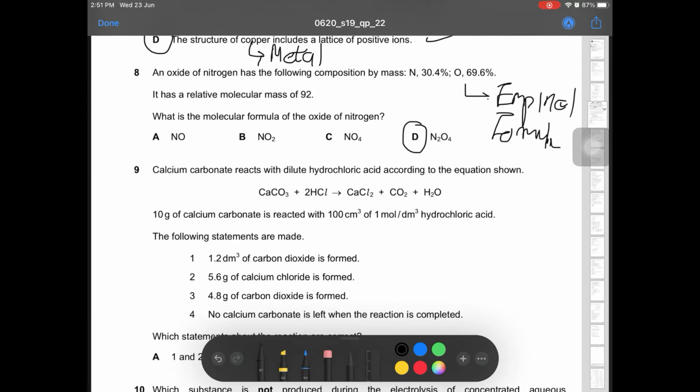So for now we'll be moving on to question number 9, which involves the calculation of moles. So this is asking us to calculate the calcium carbonate reacting with dilute hydrochloric acid. So we have been given the information of 10 grams of calcium carbonate reacted with 100 cm³ of 1 mol/dm³ hydrochloric acid. And we're asked to find which statement is correct.